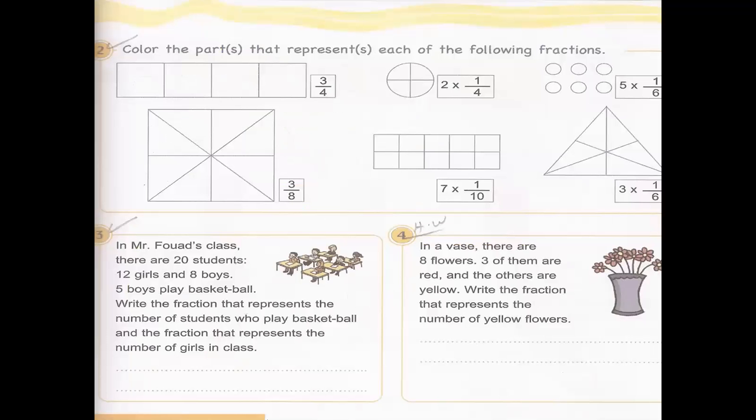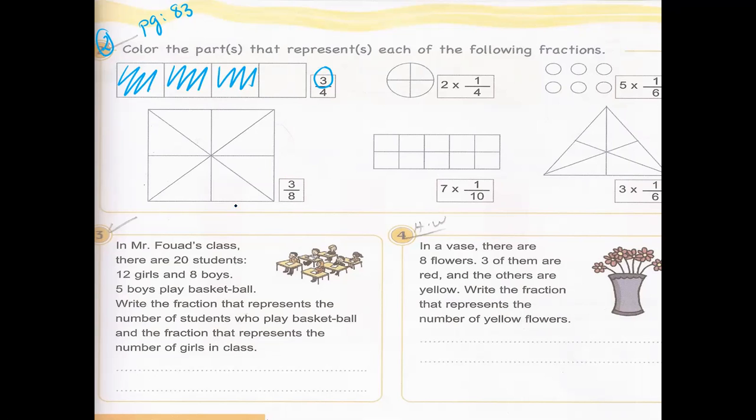Okay? Now let's do question 2, page 83. Color the parts that represent each of the following fractions. 3 out of 4. How many parts should I color? 3. Because the numerator represents the colored parts, whereas the denominator is the total. 4 means the total number of equal parts is 4. 1, 2, 3, 4. 3 means that we will color how many parts? 3. 1, 2, 3.